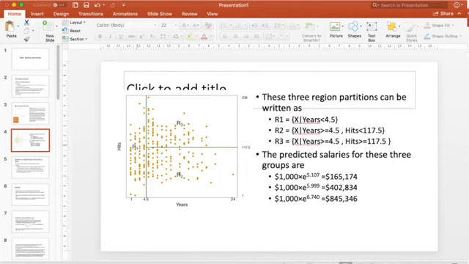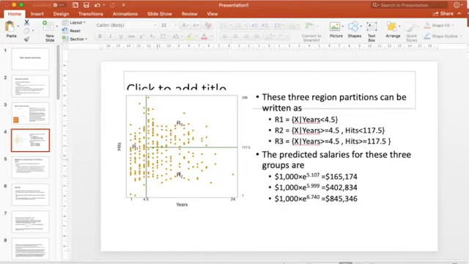One is if the years is less than 4.5, and the other if the year is larger than 4.5. Okay, so this becomes the first region. And based on the remaining region on the right hand side here, the second splitting is made based on the number of hits. So based on this particular segment, we divide the regions into 2: one if hits is less than 117.5, and another if hits is larger than 117.5.